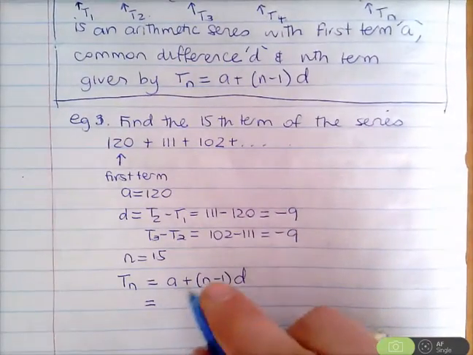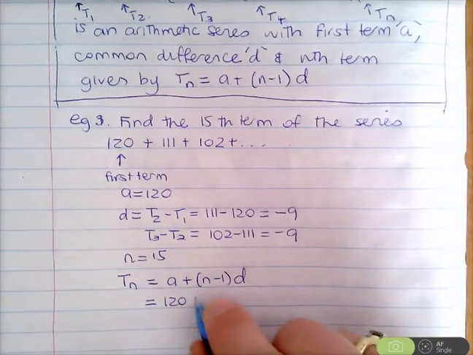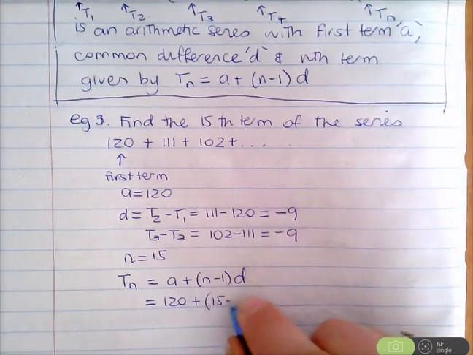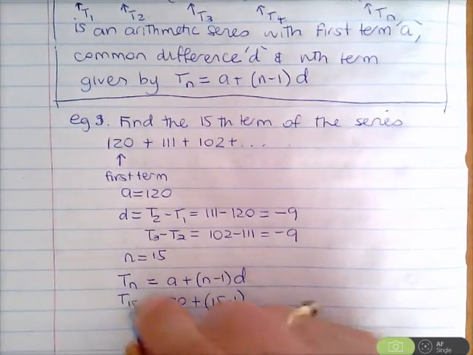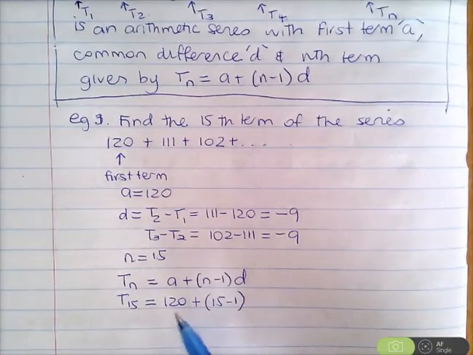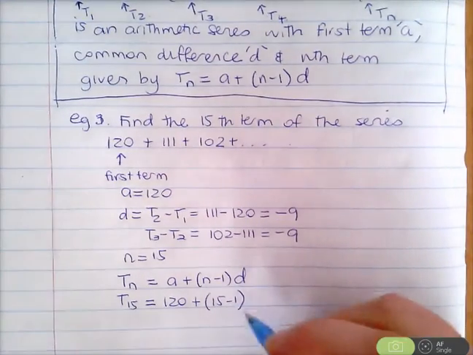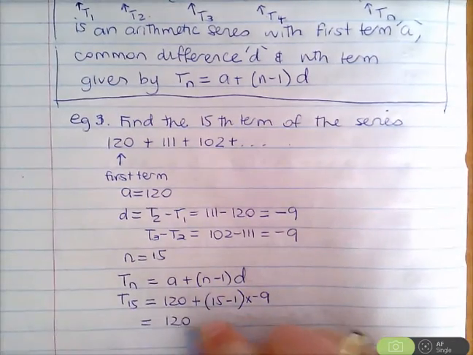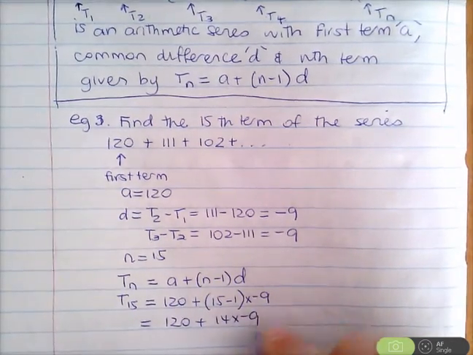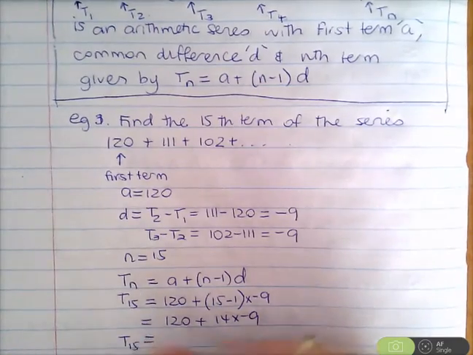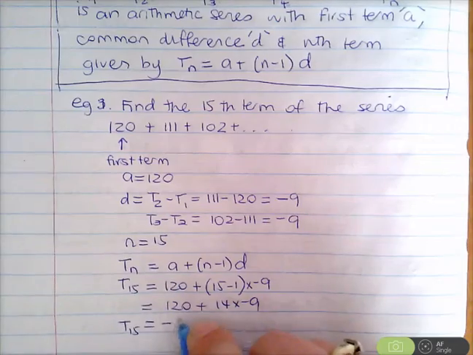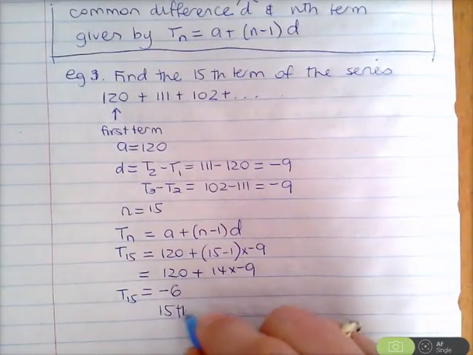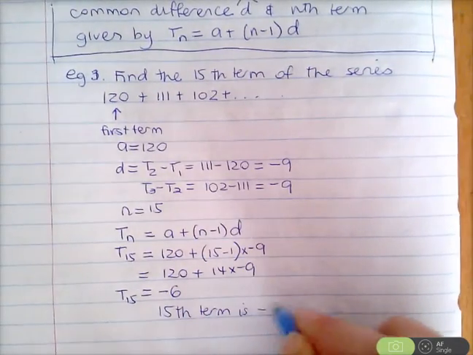And so substituting these terms in, a is 120 plus n, if n is 15, n minus 1 is 15 minus 1. Now I should put t15, that's the 15th term, is 120 plus 15 minus 1 times the common difference, which is negative 9. So it's 120 plus 14 times negative 9. So therefore the 15th term is negative 6. Okay, so therefore the 15th term is negative 6.